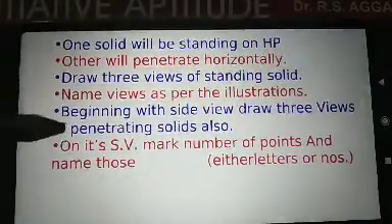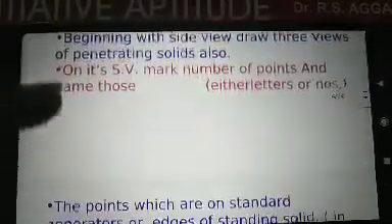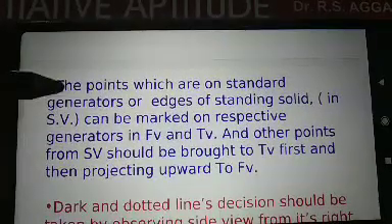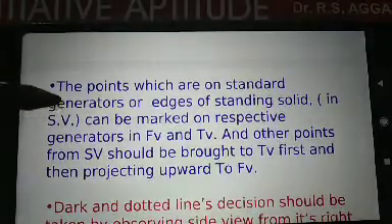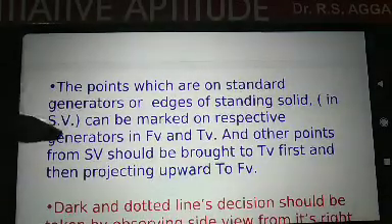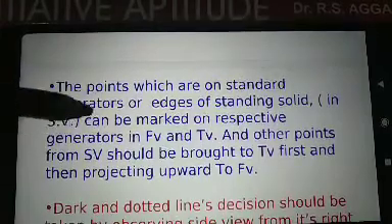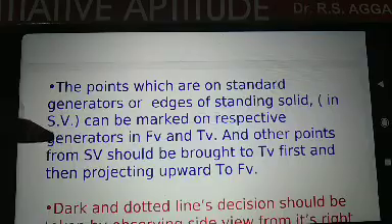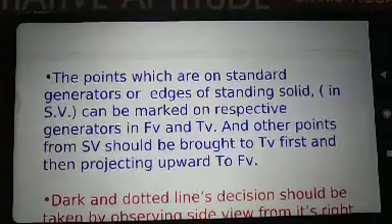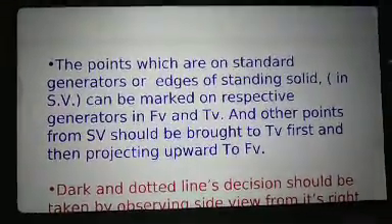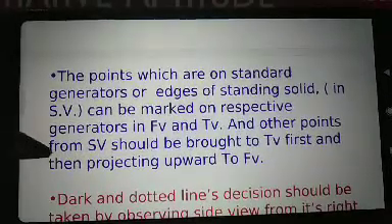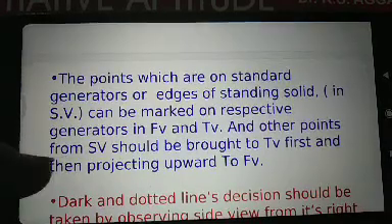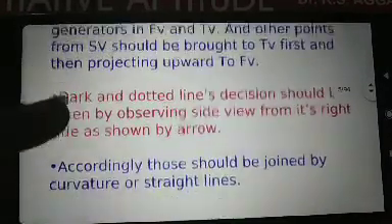On its side view, mark the number of points and name those. उसके साइड व्यू में हमें नंबर ऑफ पॉइंट्स मार्क करने हैं और उसको नाम देने हैं. The points which are on standing generators or edges of the standing solid in side view can be marked on the respective generators in front view and top view. Other points on the side view should be brought to the top first and then projected upward to the front view.